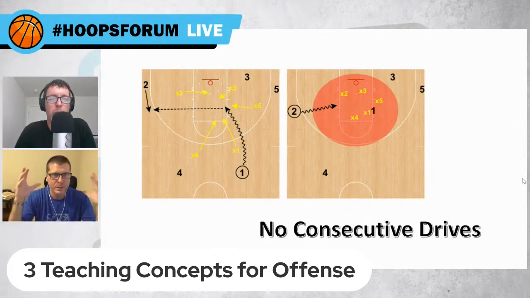All the bodies, the paint is crowded. There's not a path to the rim. They just caught it and put it right back into the floor, and they're driving kind of right back into the rubble that player one's drive created. So in lieu of no consecutive drives, you could go to the next frame.